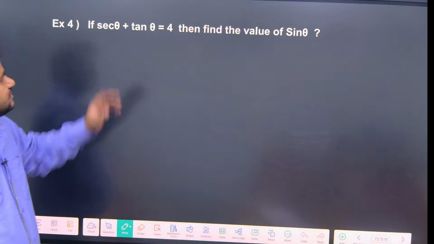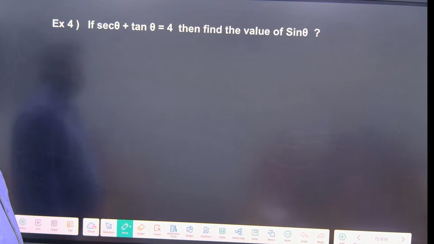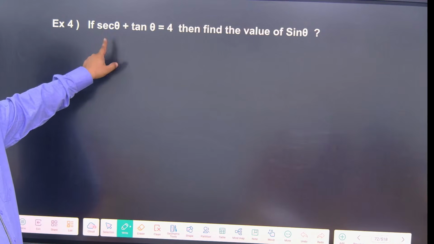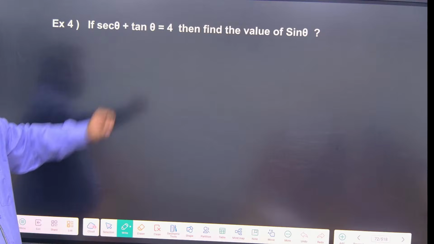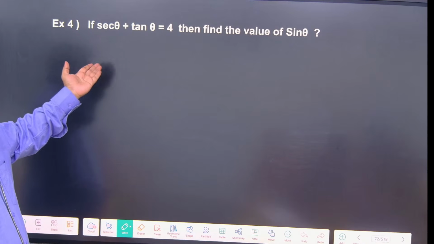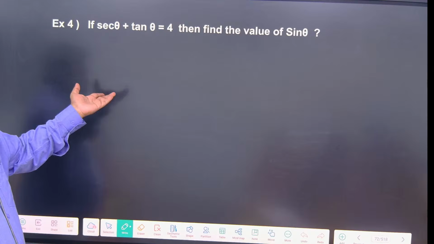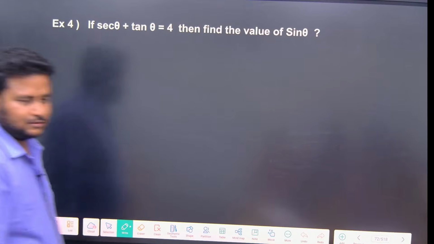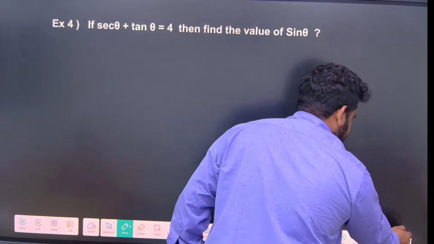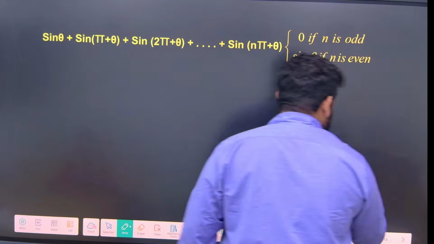Secant theta plus tan theta is equal to 4. Find the value of sin theta. So same thing I told you in the beginning of the class itself. I told you how to find out that 1 by secant theta minus plus 1 by 4. Then you will find the value. Okay. So see here this one. Before this, let us solve the question.